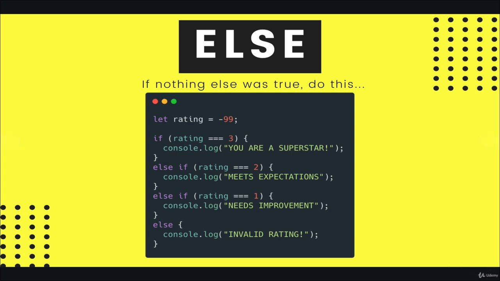All right, I'm here. Nothing else was true, I'm going to run. But if anything was true along the way, then our conditional is done. We never hit that else. So here I'm using it. In this case, rating is negative 99. I'm checking, is it 3? Nope. Else if 2? Nope. Else if rating is 1? No. And then instead of having else if 0 and negative 1 and negative 2 in every possible option, I can simply add else. If it's anything else, then print out invalid rating.